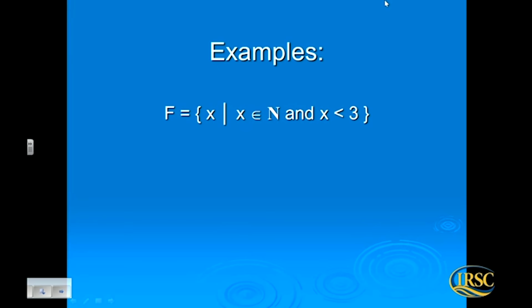Here's another set builder notation set. So the set F is the set of all elements X such that X, so now that curvy E means what? Is an element of, and capital N stands for natural numbers. So X is an element of the natural numbers, and X is less than 3. So go ahead and rewrite this set into roster form.